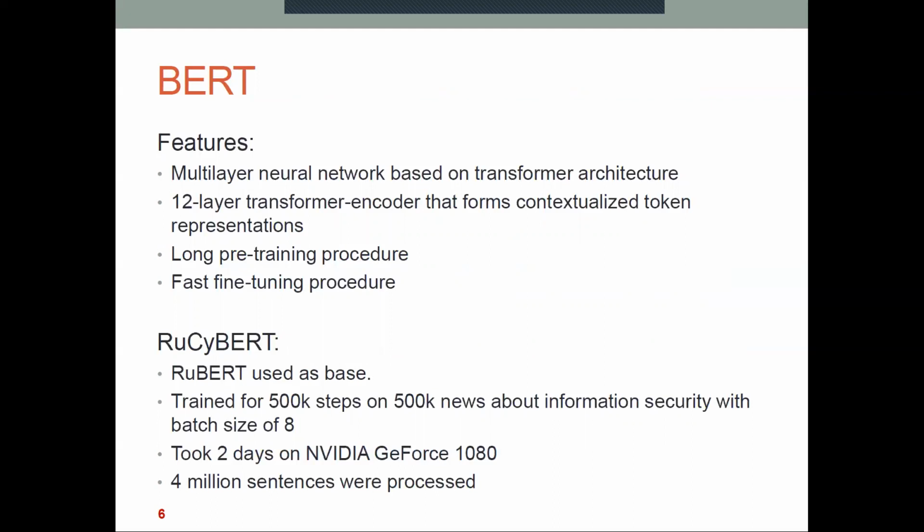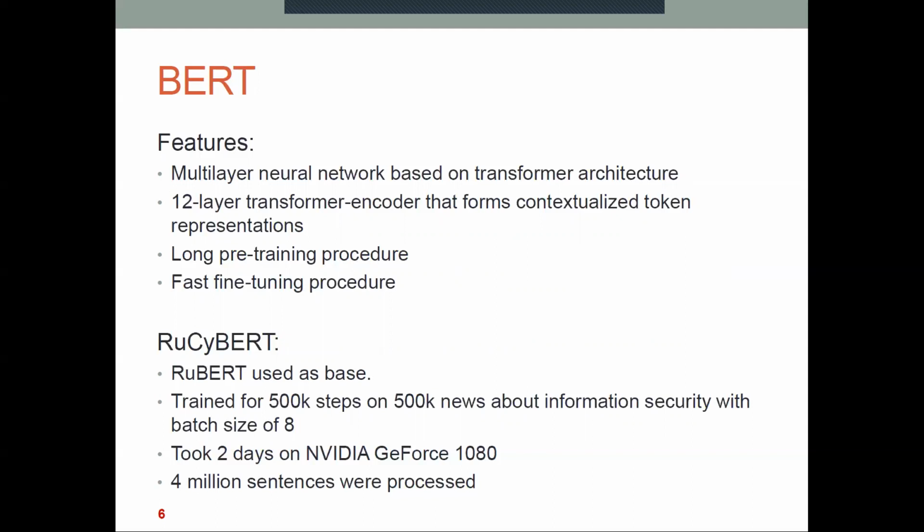To handle this task, we used the modern architecture BERT. BERT is a multi-layer neural network based on the transformer architecture, and BERT consists of more than 100 million parameters, and the main feature of this architecture is contextualized embeddings for tokens. It has a special pre-training procedure and a pretty fast fine-tuning procedure for specific downstream tasks, like NER, for example.